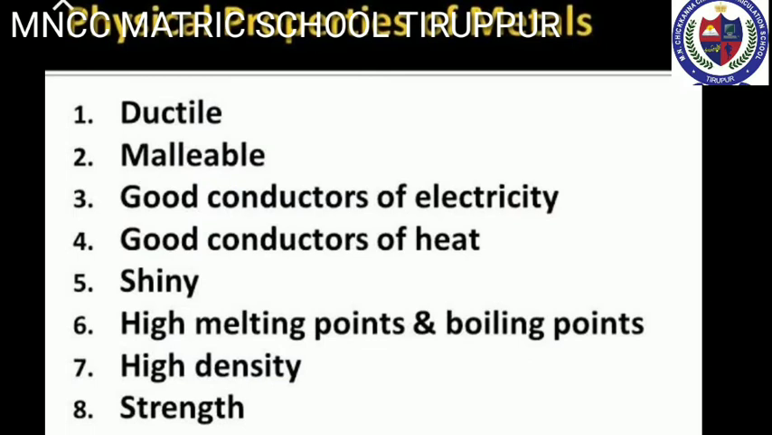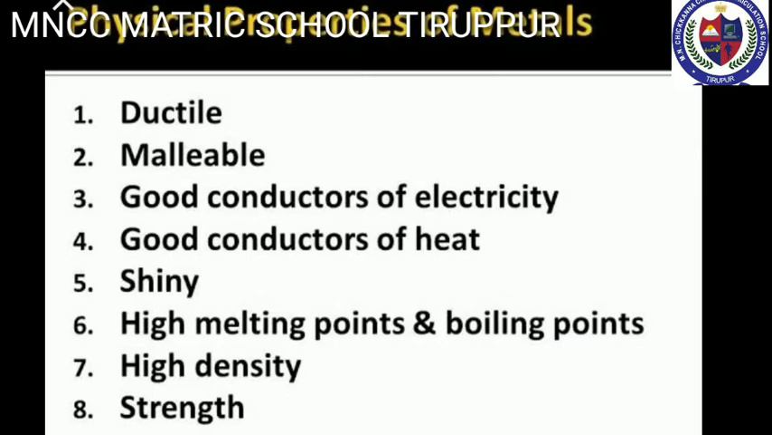Next, let's learn about physical properties of metal. First one, ductility. Metals are usually ductile. In other words, they can be drawn into thin wires without breaking. And second one, malleability. Metals are usually malleable, that is, they can be beaten into thin sheets without cracking.